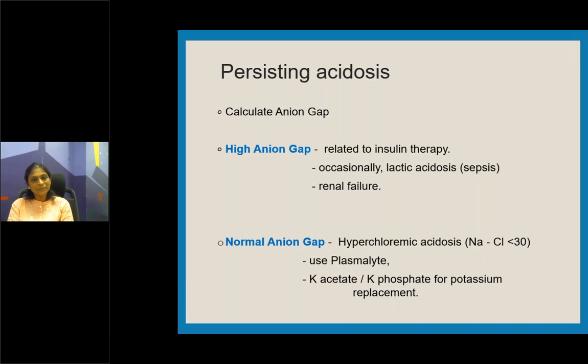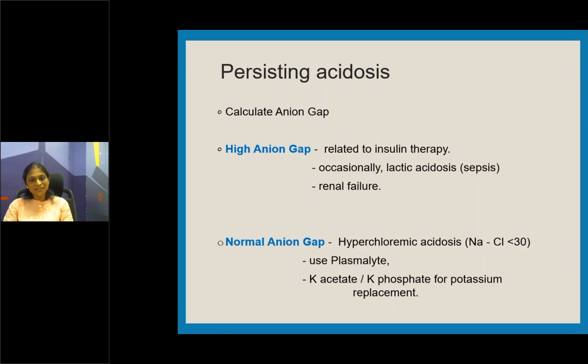The second complication which we face during the treatment of DKA is persisting acidosis. If the bicarbonate level is less than 10 after 10 hours of treatment, then we call it persisting acidosis. The first thing we have to do when we have a persisting acidosis is to calculate the anion gap. We all know that we add bicarbonate and chloride and subtract it from sodium to get the anion gap. If the anion gap is high, it is mostly related to the insulin therapy.